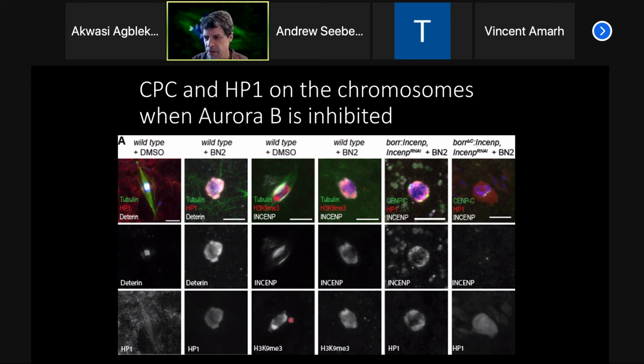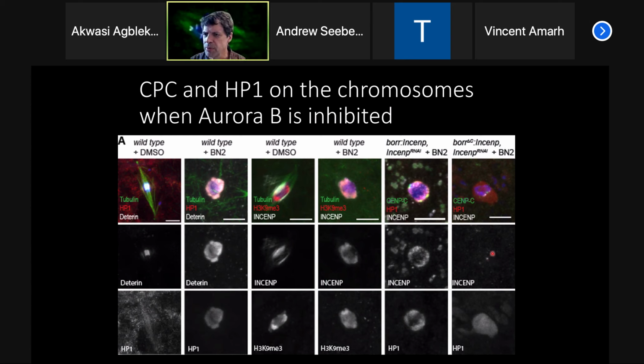These are experiments using that methyl mark. We can just skip over those. And this experiment I'm pointing to here is the Borealin-INCENP fusion. It does the same thing. We treat that with BN2. The INCENP jumps off the microtubules, goes back to the chromosomes, and so does HP1. And notice that INCENP and HP1 are co-localizing. And also notice that when we delete that part of Borealin that interacts with HP1, INCENP no longer goes to the chromosomes, even though HP1 is still there.